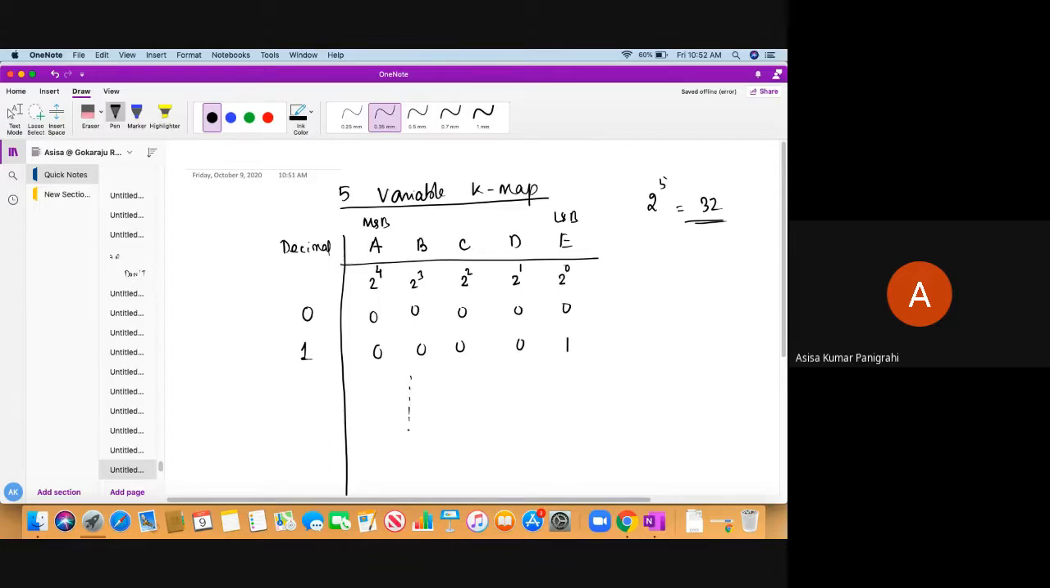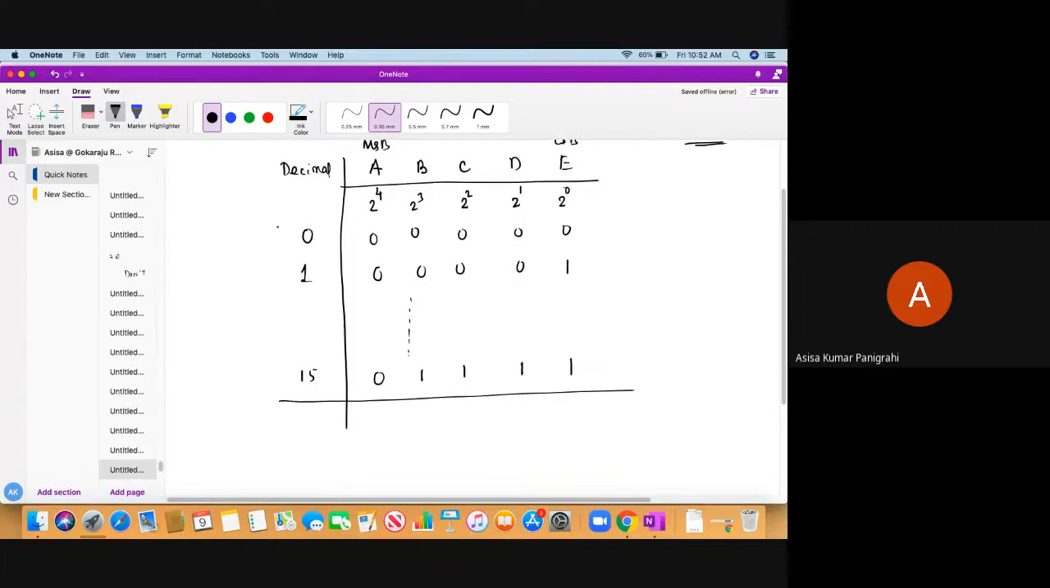And now up to this 15, I can represent it like this: 0, 1, 1, 1, 1 will be my, these are all what? Minterms. M0, M1 up to M15. In between all this, M2 will be there. M2 will be 0, 0, 0, 1, 0. Like this. Okay, do you all understand what I have done?